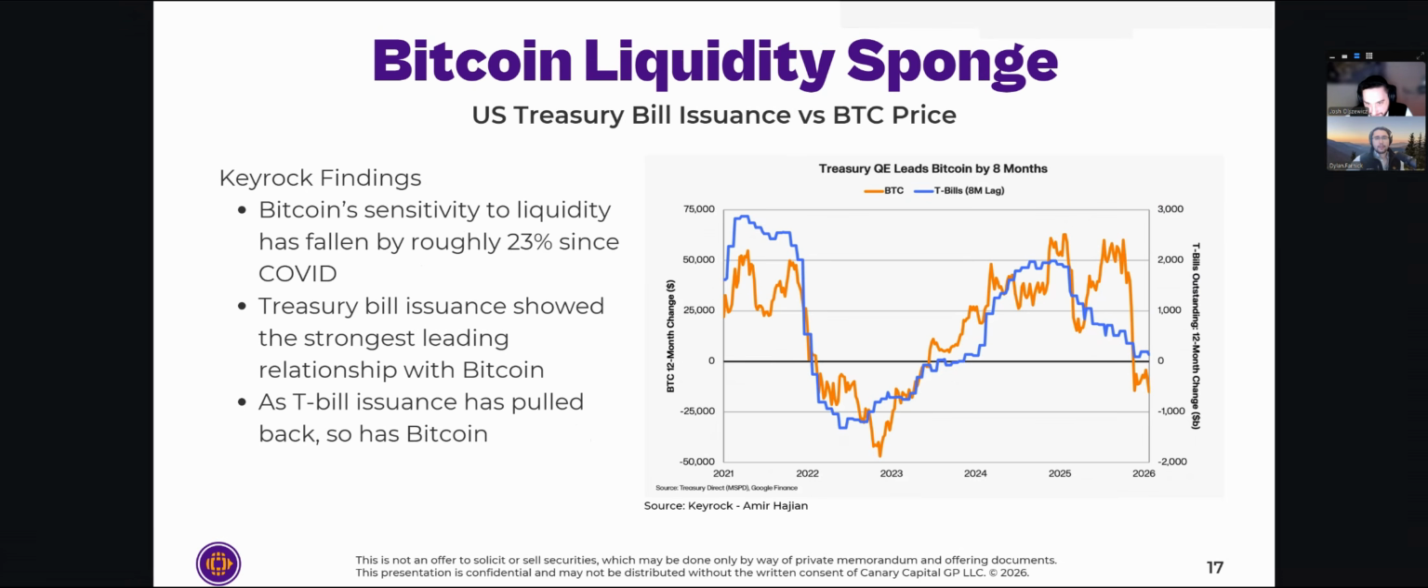There was also other work done by KeyRock, a firm I hadn't heard of. I don't know about you, Dylan, but they did some interesting work about T-bill issuance specifically, not just broad M2. People love to look at 10,000 different M2s or all sorts of lead-lag correlations, so it just depends on time frame and what data you're looking at, obviously. Dylan, do you have any wisdom to share with us here on this graphic?